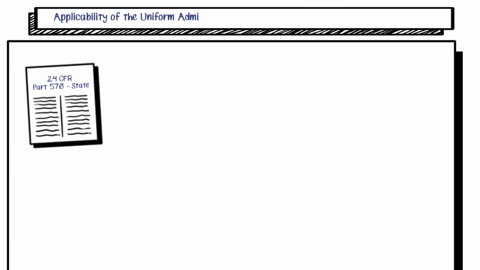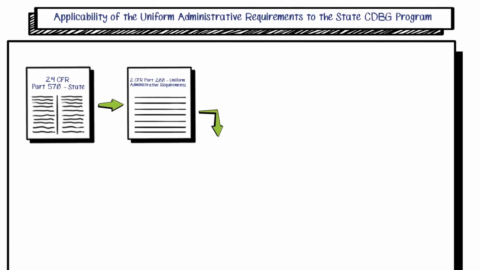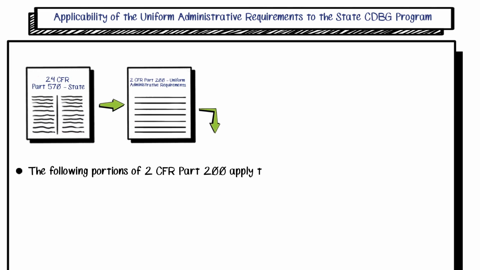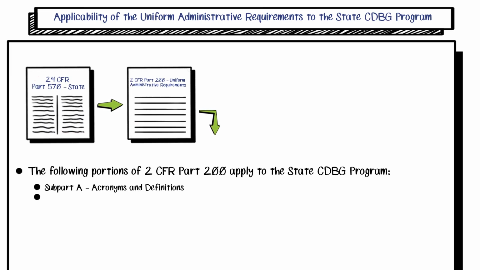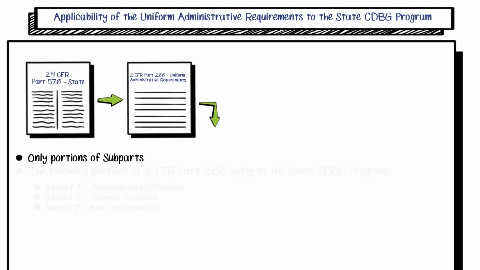For the state CDBG program, the CDBG regulations indicate that only portions of 2 CFR Part 200 are required. Subpart A, Acronyms and Definitions, Subpart B, General Provisions, and Subpart F, Audit Requirements, fully apply to the state CDBG program. However, only portions of Subparts C, D, and E apply to the state CDBG program.